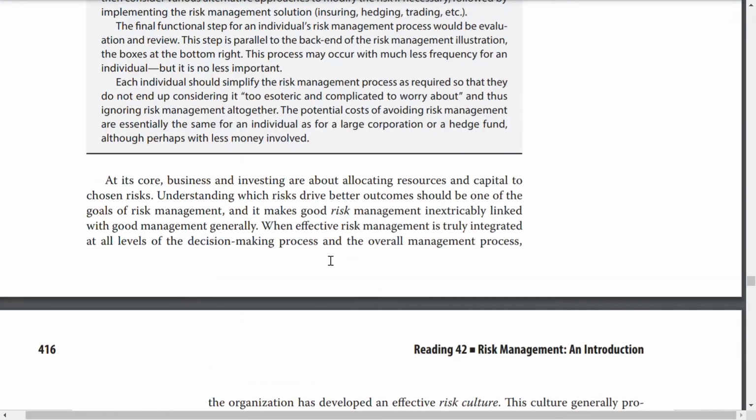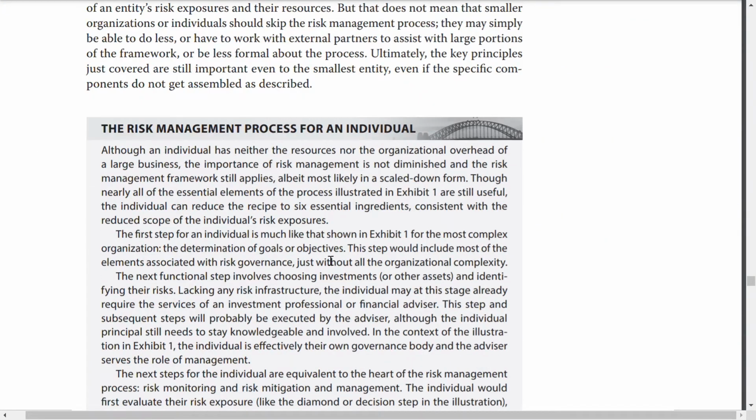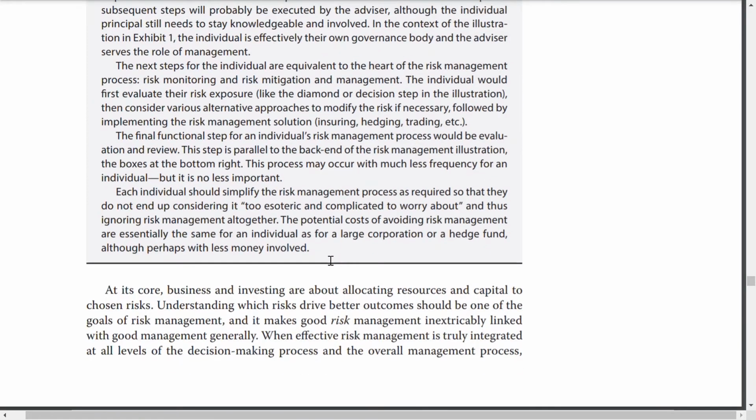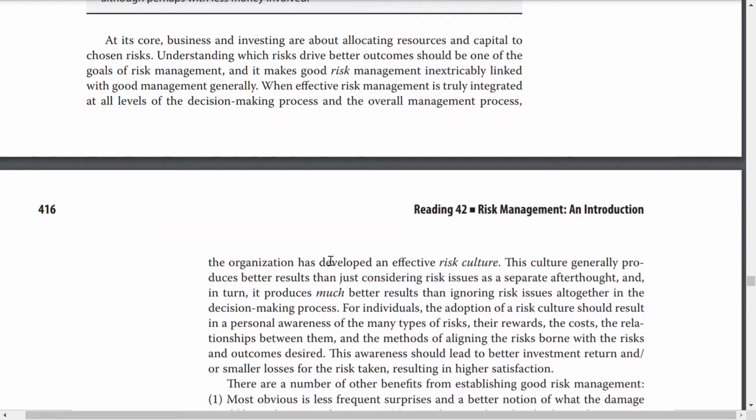Here's an example. Risk management process for an individual. At its core, businesses and investing are about allocating resources and capital to chosen risks. Understanding which risks drive better outcomes should be one of the goals of risk management, and it makes good risk management inextricably linked with good management generally.